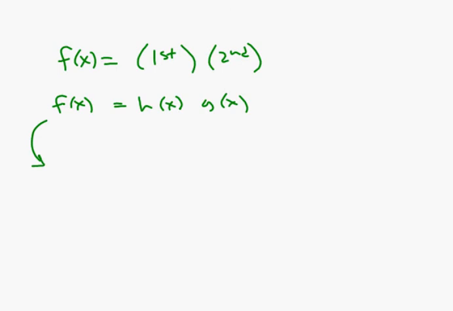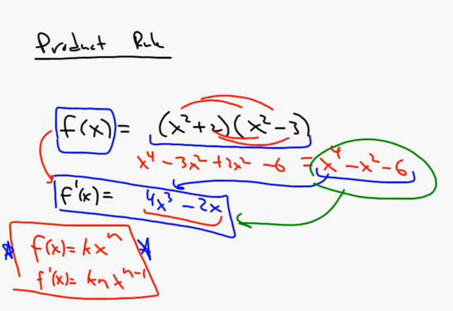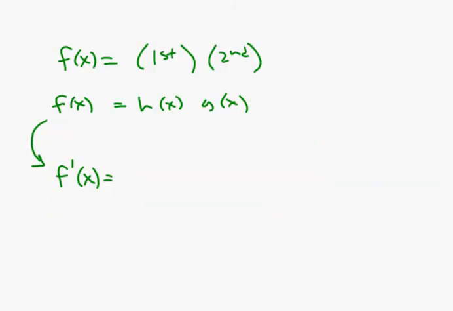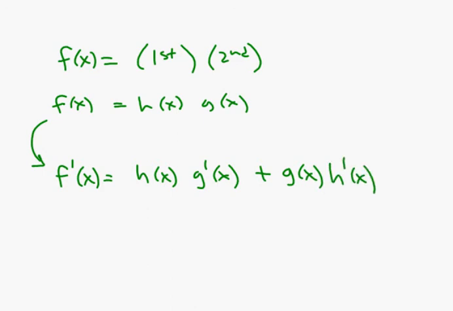Then here's what you have to do. f prime of x, the derivative of a product. If you don't want to multiply them first like you did in this problem, then you can do the following. It's the first function times the derivative of the second function plus the second function times the derivative of the first. So this thing here is called the product rule, and it sort of seems strange. It's like, why would that be true? We'll get into that in a moment.